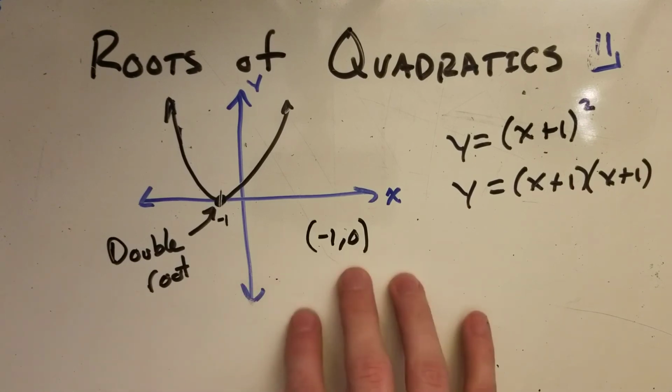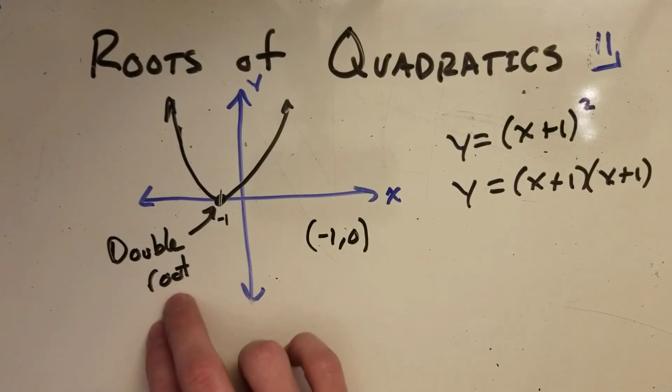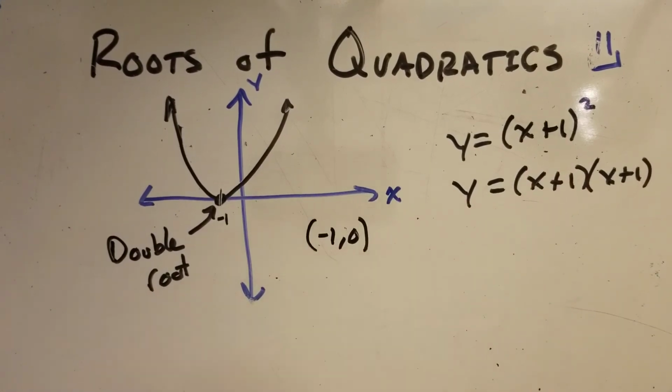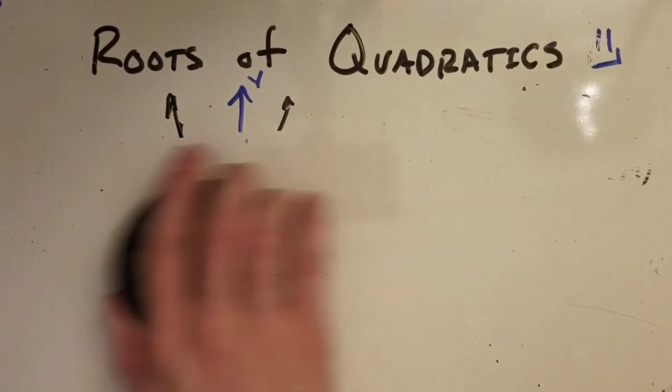Okay, so that's the terminology. Don't let it fool you. It means there's exactly one root. It's just that the root would show up twice. That's what a double root means. All right, let's do some algebraically now.